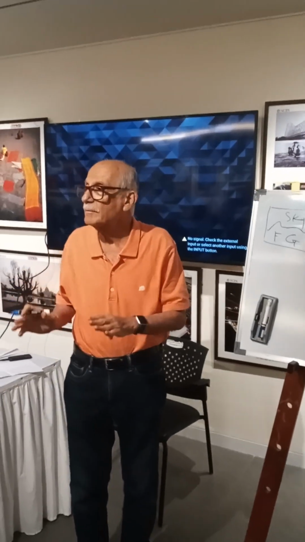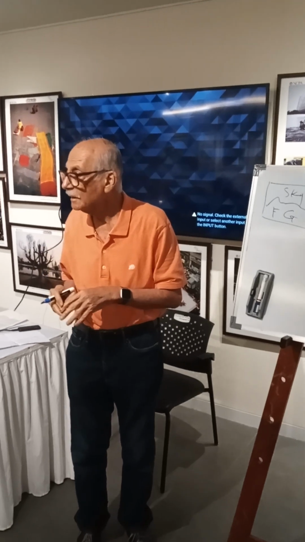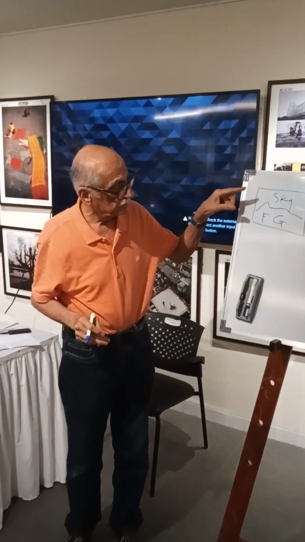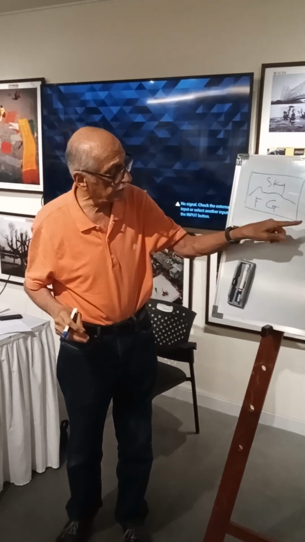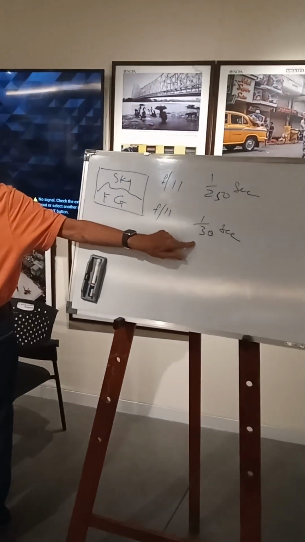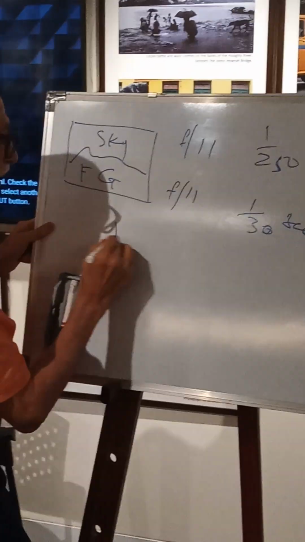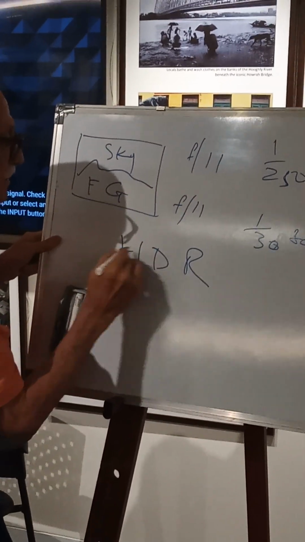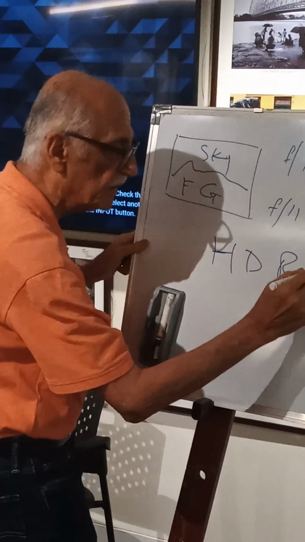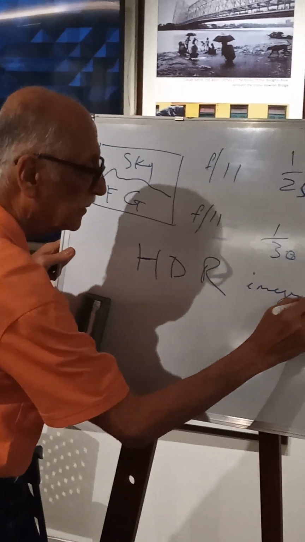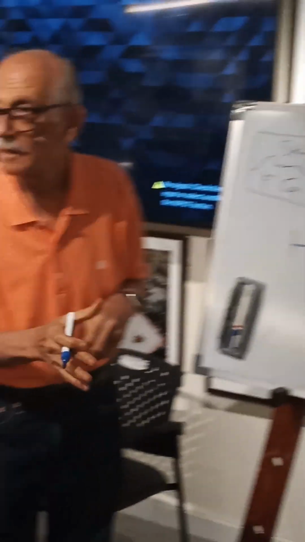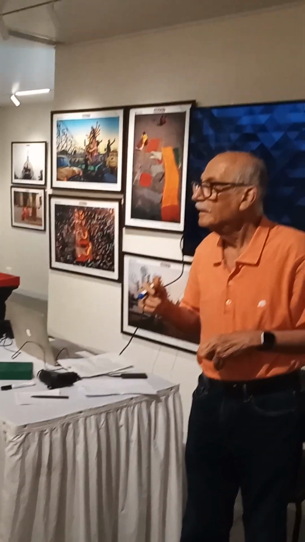Now, using your camera preferably on a tripod, you take two shots. One at f11 250, one at f11 1 by 30. Later on, we can blend them together. This is called HDR, High Dynamic Range Imaging. By doing this trick, we can get back what our camera cannot capture in one single exposure.